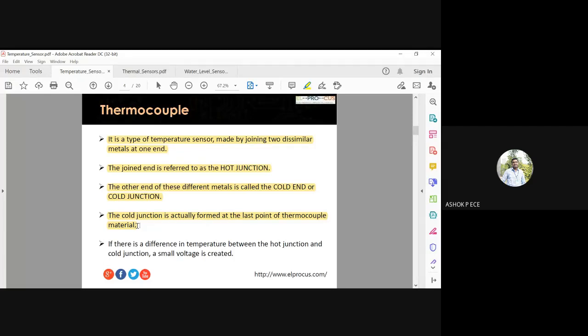If there is a difference in temperature between the hot junction and cold junction, a small voltage is created. It is a sensor, so it converts temperature into voltage. If the hot junction is at 30 degrees Celsius and the cold junction is at 10 degrees Celsius, you have a difference of 20 degrees, and proportionately you will have the thermal voltage measured across the hot and cold junction.